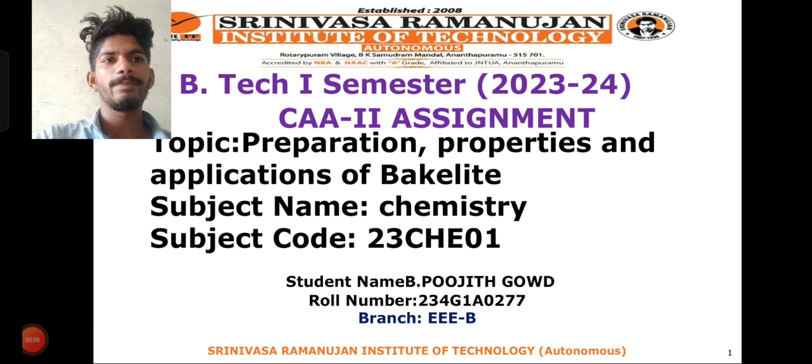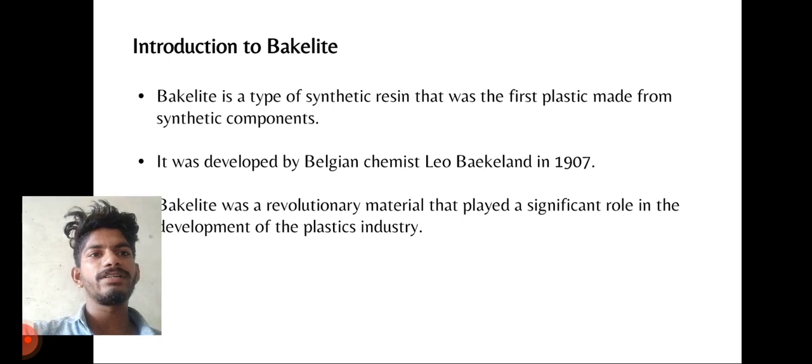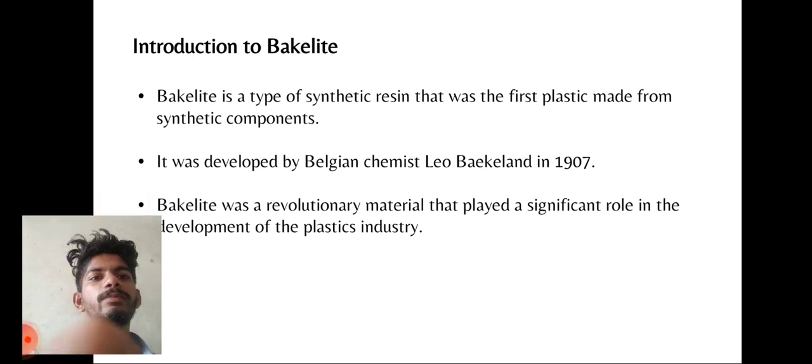Today my topic is preparation, properties and application of bakelite. Introduction to bakelite. Bakelite is a type of synthetic resin that was the first plastic made from synthetic components. It was developed by Belgian chemist Leo Baekeland in 1907. Bakelite was a revolutionary material that played a significant role in the development of the plastic industry.